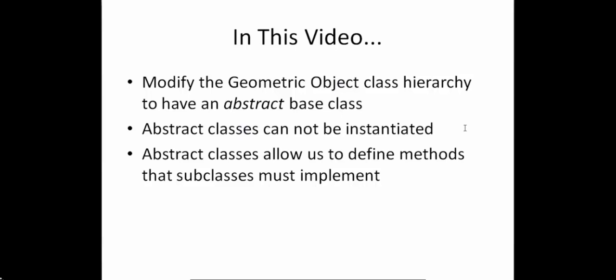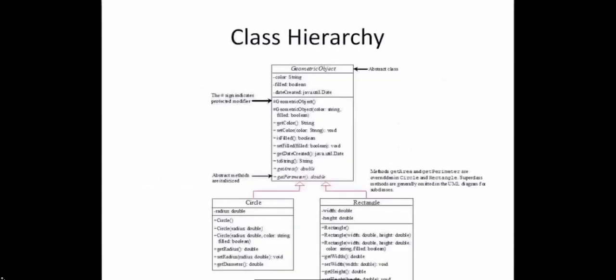Now, the reason we do this is because abstract classes allow us to define methods that subclasses have to implement. So if we have some common code inside geometric object, that's fine, but it means we need to have one of the subclasses that are implementing the missing methods. So this will make a lot more sense once we look at the class diagram for this class hierarchy, and here it is.